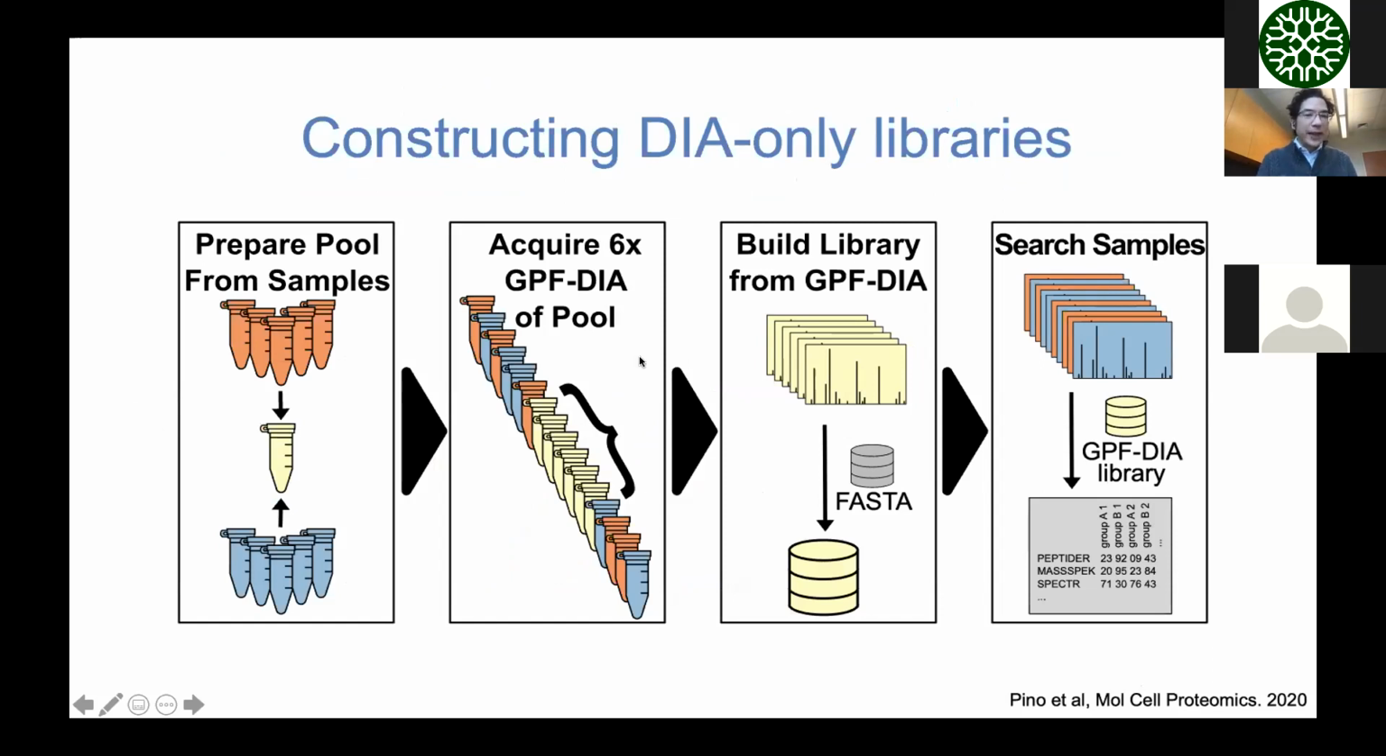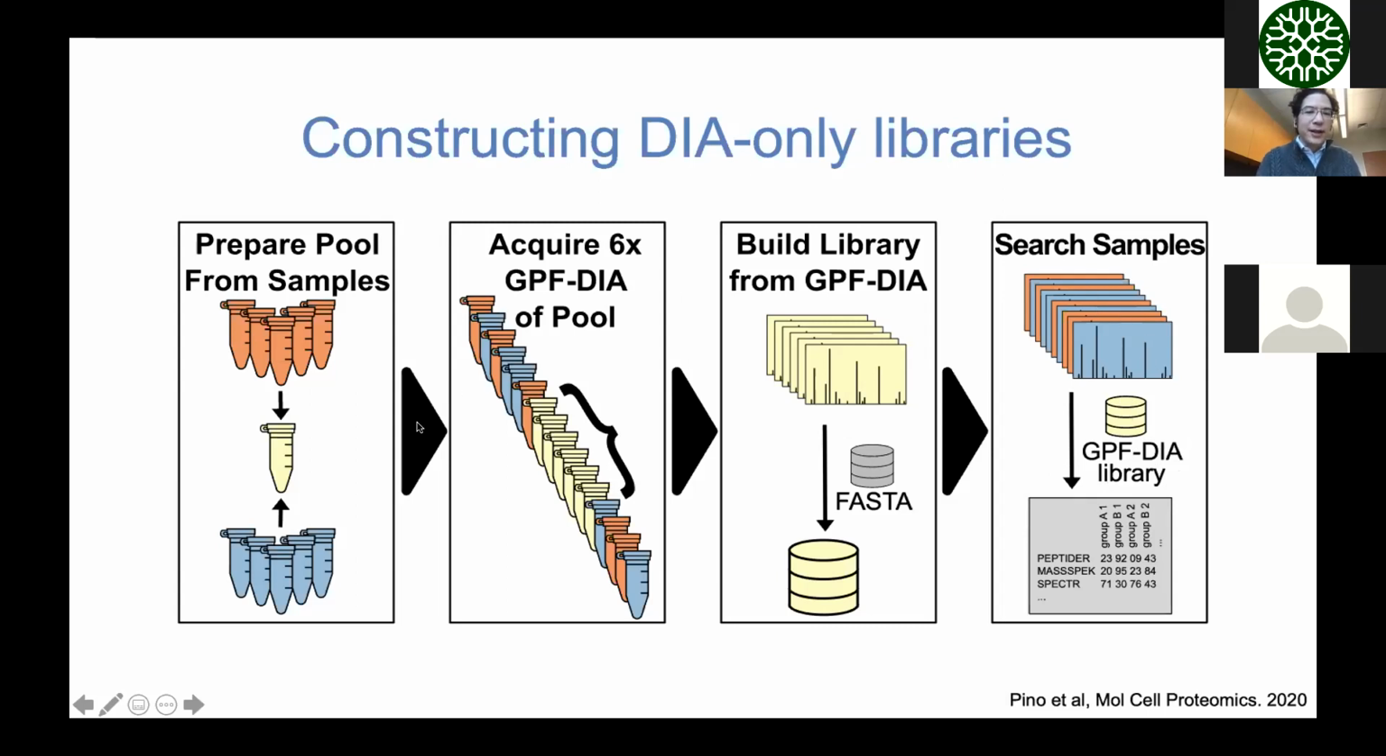The idea basically is you've got a bunch of samples that you're interested in monitoring, these blue samples and these orange samples, and you create a pool of those, a mixture of those, this yellow sample. You take a sub-aliquot off the top of each one of those, or at the bottom of the well that's left over after you've run your normal DIA experiment, and then you acquire those one after another, where you add in your 6 gas phase fractions of your pool at some point during your experiment. You use those 6 GPF DIA experiments and you build a library searching a FASTA database or using a PROSIT prediction. And you use that gas phase fractionated DIA library to search your samples.